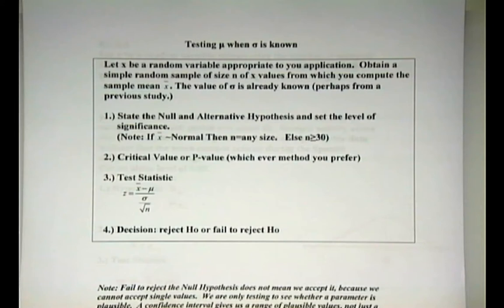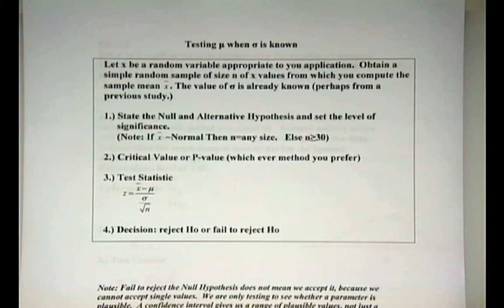So we have x be a random variable that's appropriate to your application. Always define your variable. And then you obtain a random sample of size n of x values from which you compute the sample mean x bar. And the value of sigma, the standard deviation of the population, is already known, and this is often from a previous study. So often they will use a previous population standard deviation.